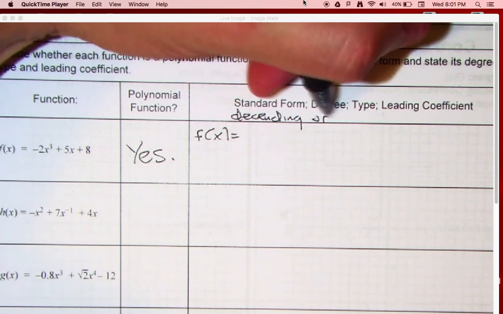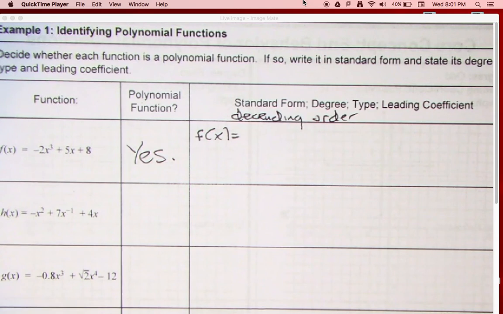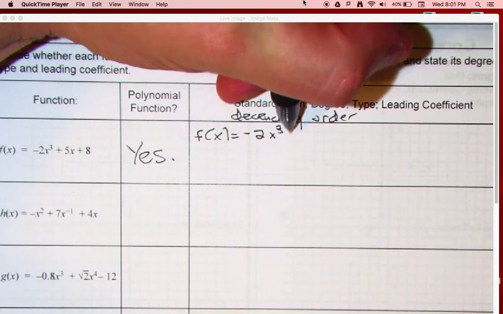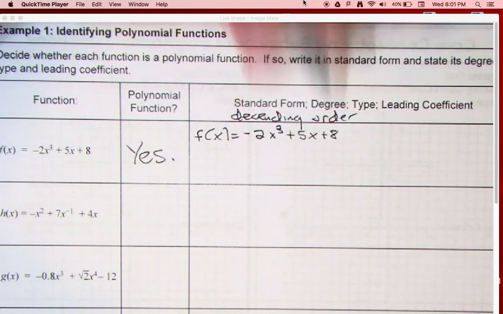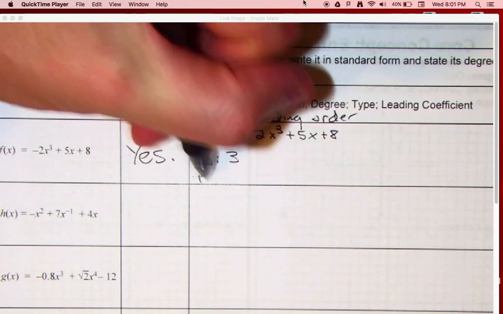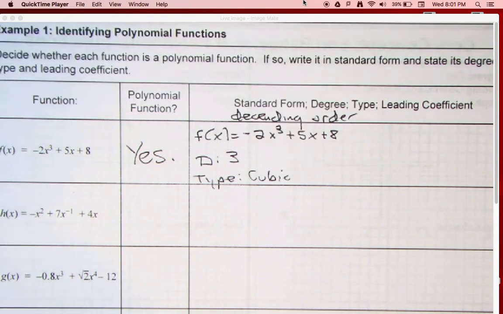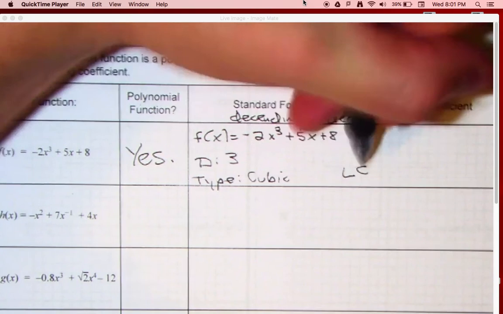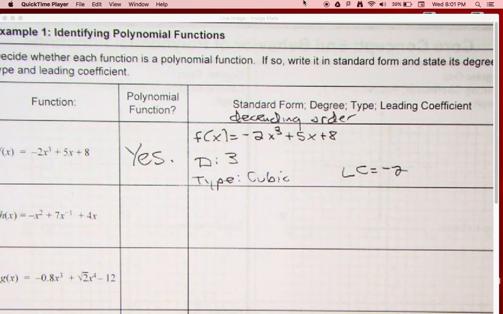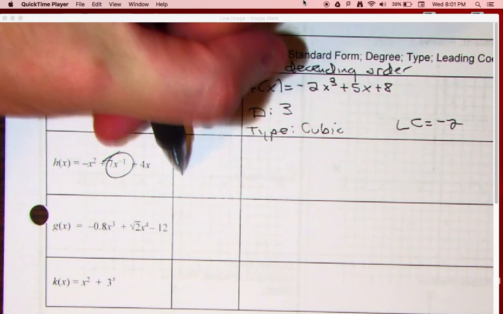So let's put that in there. All right, so descending order, highest exponent to lowest exponent. This one's already written like that, so let's just go ahead and recopy it. Negative 2x cubed plus 5x plus 8. So there it is, standard form. My degree is 3. My type, since it's a third degree polynomial, is cubic. And the leading coefficient is negative 2.